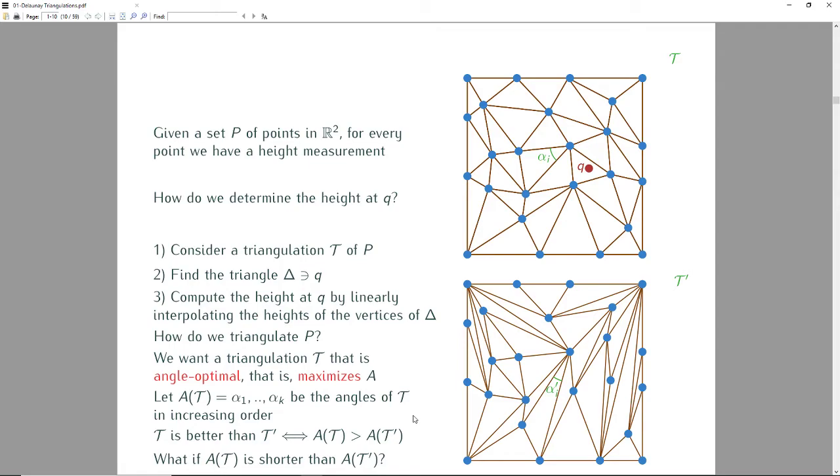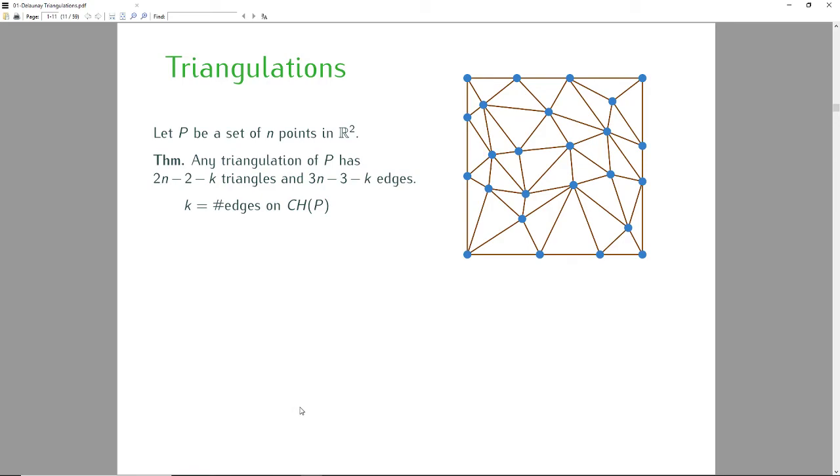One technicality that we need to deal with is: what if some triangulation has fewer angles than some other triangulations, and how do we compare two lists where one has fewer elements? It turns out that this is not a problem because all the triangulations have exactly the same number of triangles, which means all the triangulations have exactly the same number of angles in them. The number of triangles in the triangulation is 2n - 2 - k, where k is the number of edges on the convex hull.